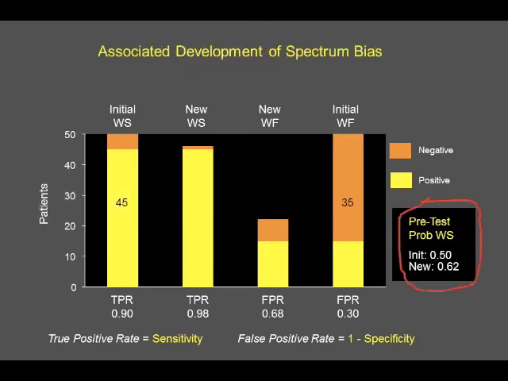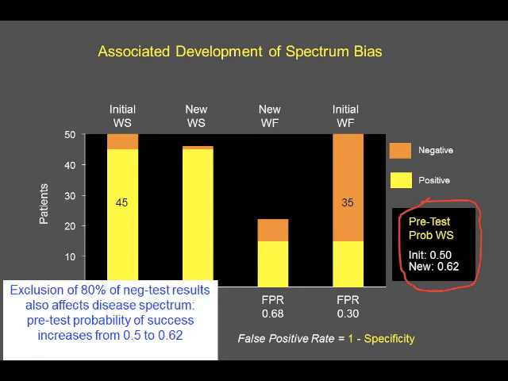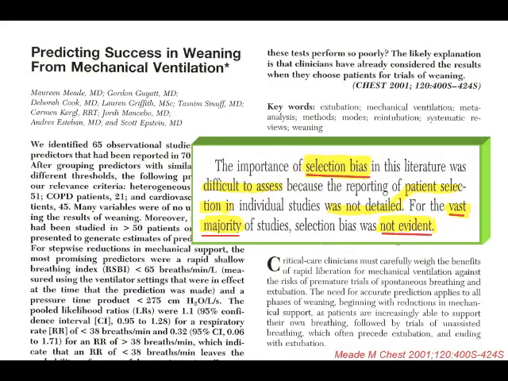The exclusion of 80% of negative test results also affects the disease spectrum, as the pretest probability of success increases from 0.5 to 0.62. The task force wrote that the importance of selection bias in this literature was difficult to assess because the reporting of patient selection in individual studies was not detailed. For the vast majority of studies, selection bias was not evident.